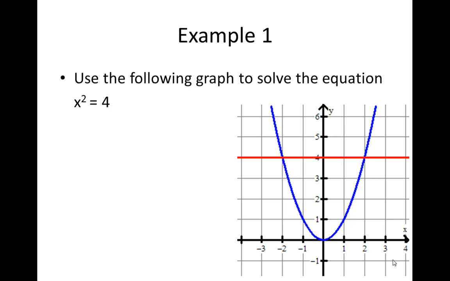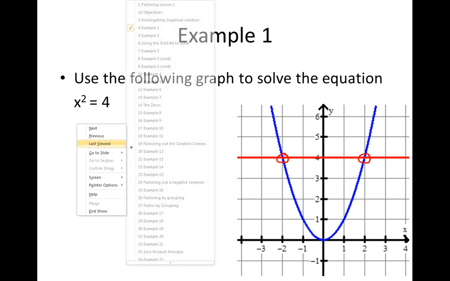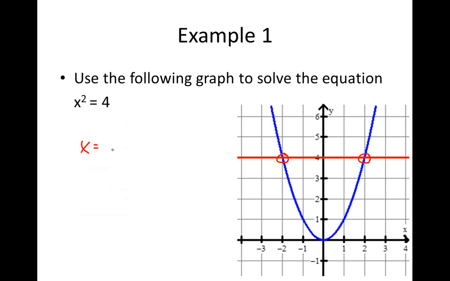So we have x squared equals 4. So graphically, what do you think this represents? The x squared is going to be the blue graph, the parabola, and the 4 is my horizontal line, the red line. And so graphically, this represents these points of intersection. We have 2 in this case. So my answer here is going to be x equals -2, and x equals +2.